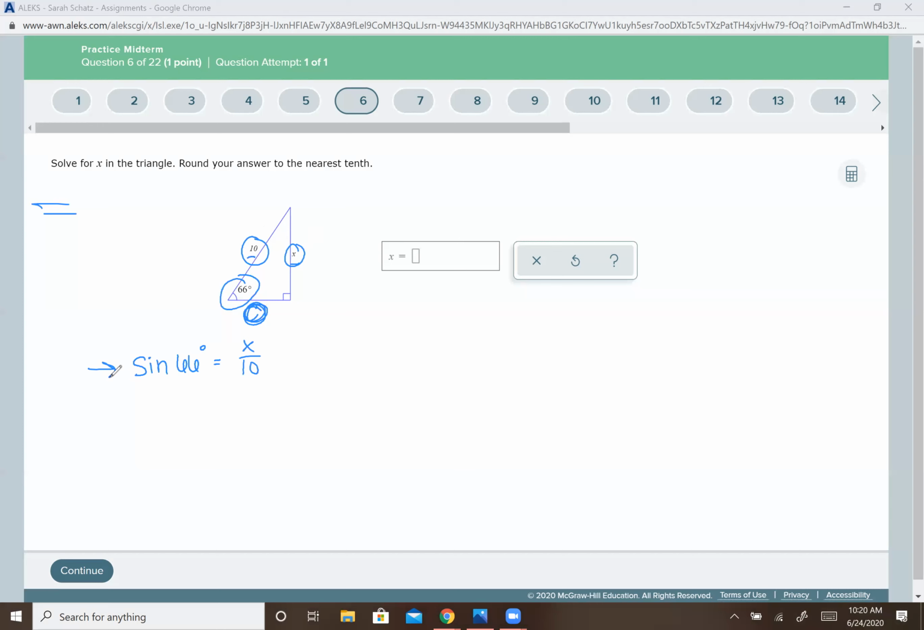Before I start putting anything in my calculator, I'm going to get x by itself. I'm going to multiply both sides by 10, and then I'll have 10 times the sine of 66 equals x. To find x, I'm going to put all of that into my calculator: 10 times sine 66. It says nearest tenth again, so 9.1 is what I got on that one.